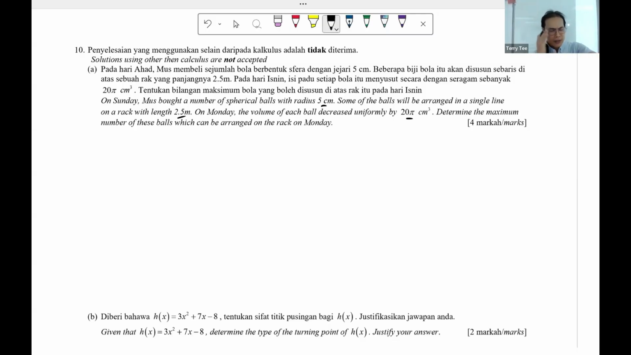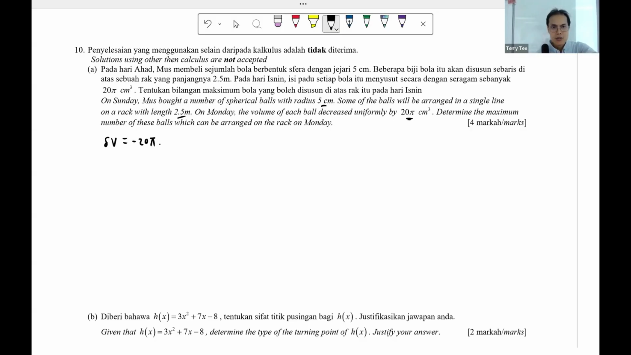So when you look at this, right, you'll be thinking, hey, what do I use? Do I use small change approximation or do I use rate of change? Answer is small change, not rate. Rate you must always have upon time, right? There's no time like per second, per unit, right? 20 pi per second or per minute, per hour, don't have, right? So, and then they say each one decreases uniformly by 20 pi. So what is that? The volume, that's a delta V, isn't it?